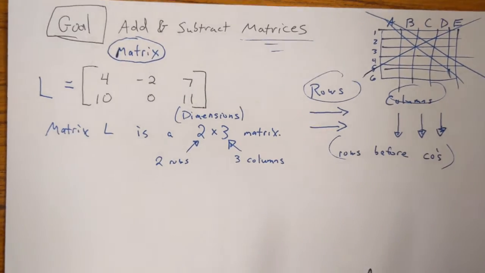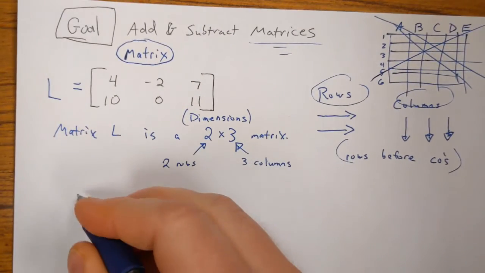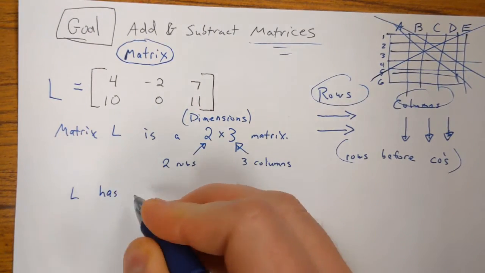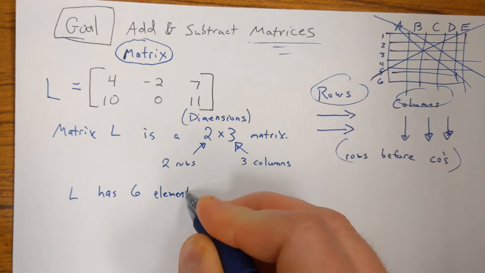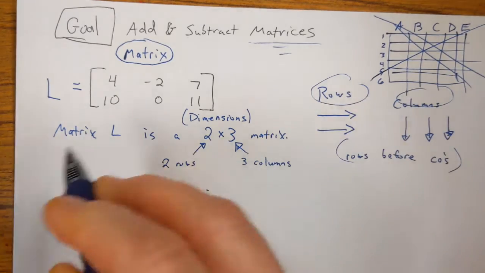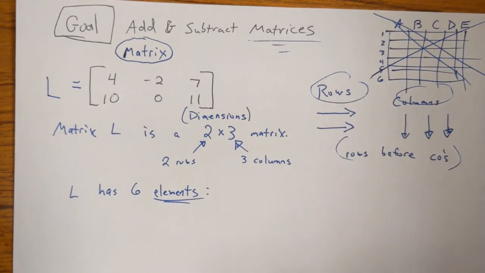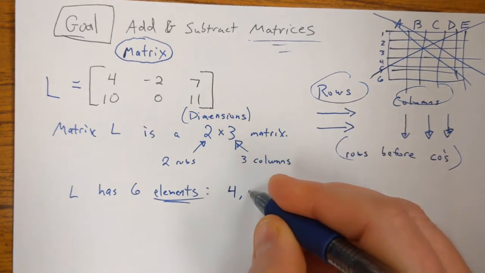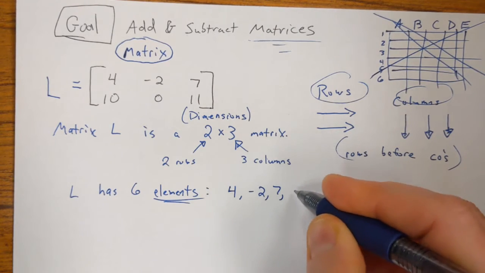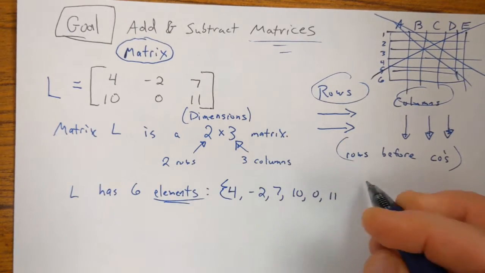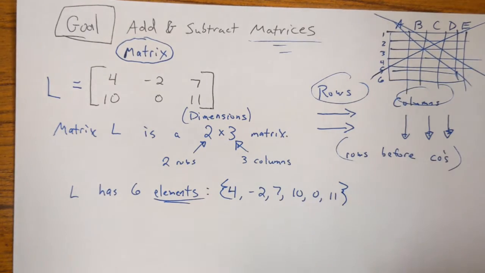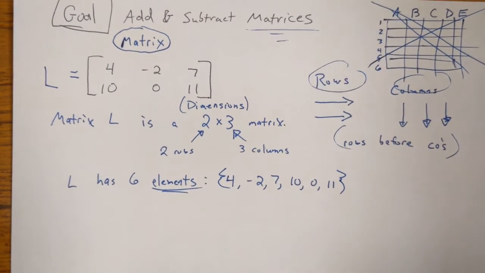Now the last thing we want to say about this matrix, matrix L, is that L has 6 elements. All the numbers or things inside of a matrix are called elements. We could list them out: 4, -2, 7, 10, 0, 11. This is kind of like the set of the elements. Just like a set has an element, so does a matrix.